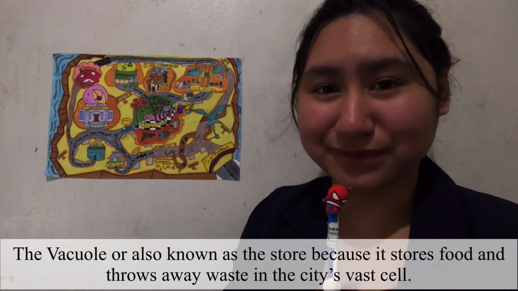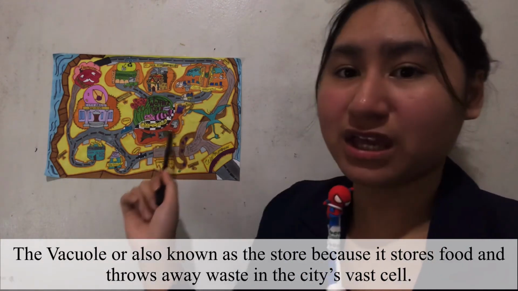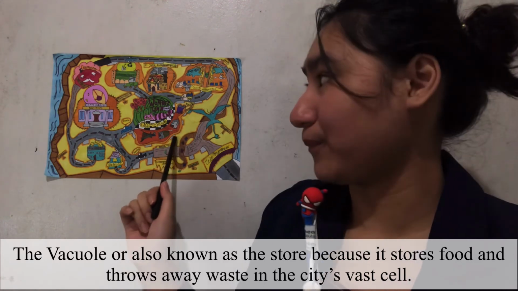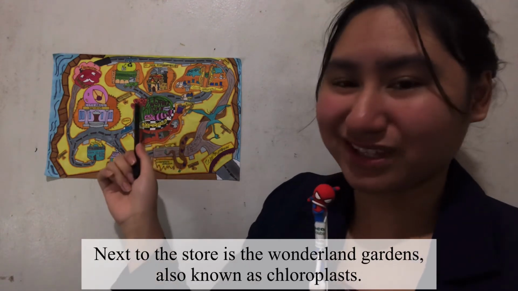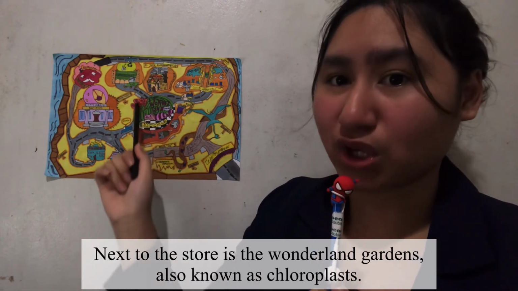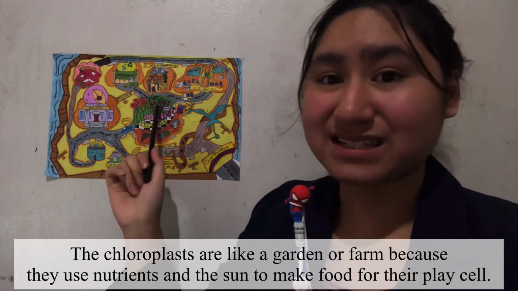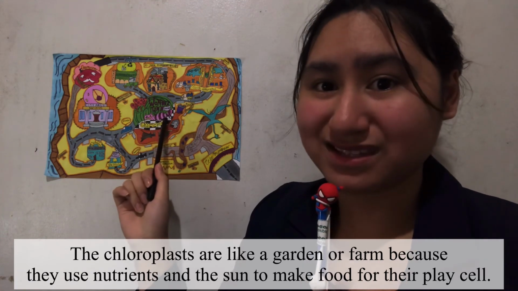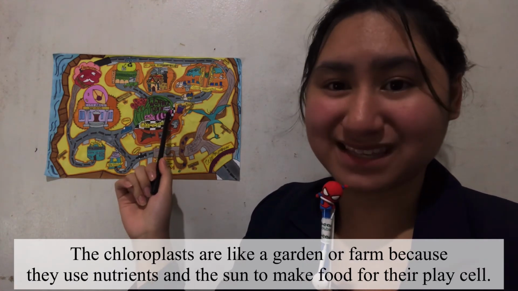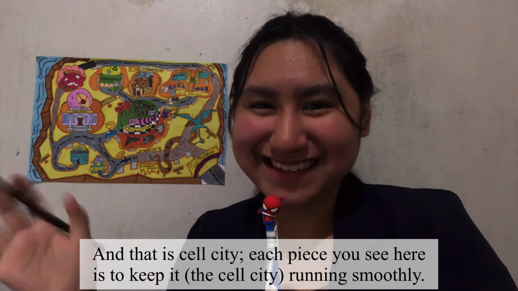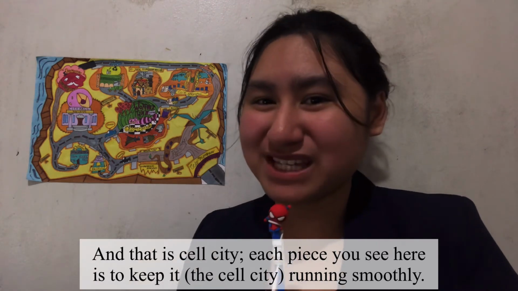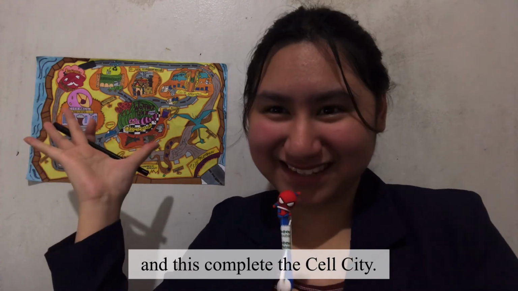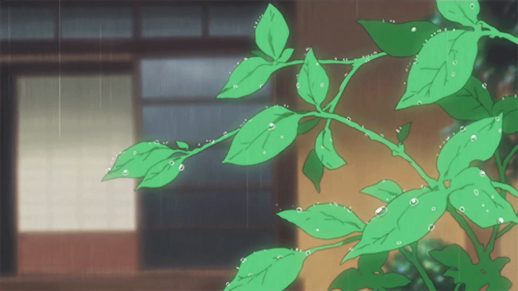The vacuole is also known as the store, because it stores food and throws away waste in the city's vast cell. Next to the store is the Wonderland gardens, also known as chloroplasts. The chloroplasts are like a garden or farm because they use nutrients and the sun to make food for their cell. And that is the cell city. Each piece you see here is to keep it running smoothly, and these complete the cell city.